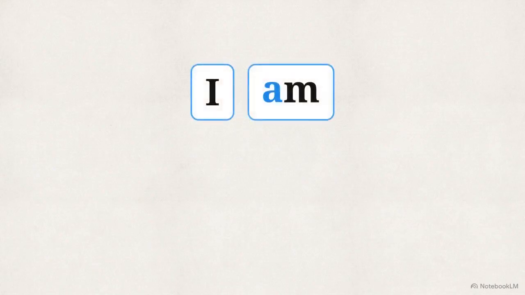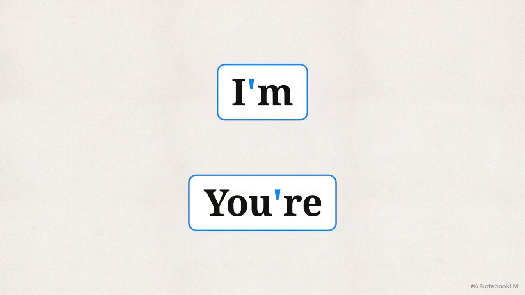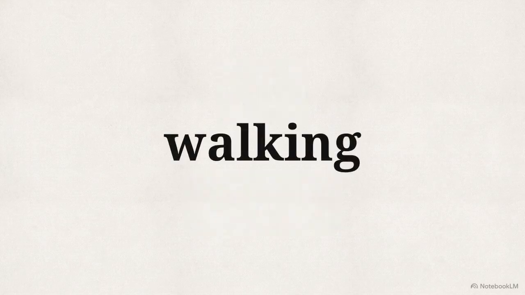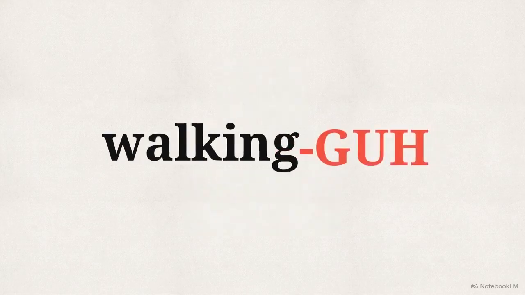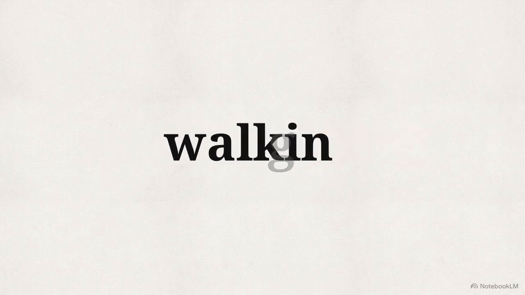When native English speakers use this structure, they rarely pronounce the first two pieces as separate words. Instead, they squeeze them into contractions. I am becomes I'm, and you are becomes you're. Also pay attention to the ending. Be careful not to push a heavy g sound on the -ing. It sounds like "walking," not "walking-g."